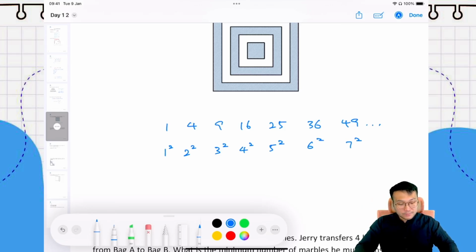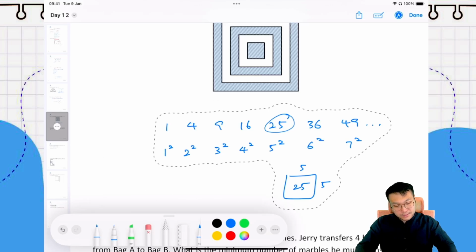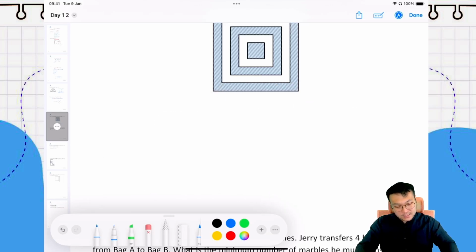Why do you call them square numbers? Because they give you the area of a square. They give you the area of a square because the side length of a square is the same. So 5 times 5, 25. Can you see? This is a square number, right? So students, we are going to make use of square numbers here to make our workings easy.